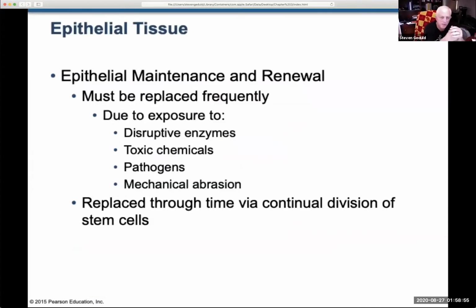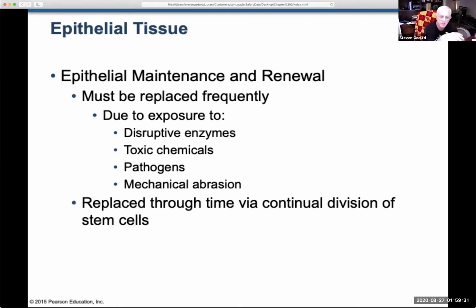Okay. So the epithelium must be replaced frequently. Why? Because it's constantly exposed to irritants. It's constantly exposed to the environment. It's constantly being eroded, and it has to be renewed to protect itself. So you must replace it frequently because of exposure to disruptive enzymes, which you find in the environment, toxic chemicals, smog, cigarette smoke, all kinds of toxic chemicals your body's exposed to, and pathogens. Bacteria is everywhere. It's on your skin. Mechanical abrasion protects the skin from having lacerations through it and losing the internal portion of your body.